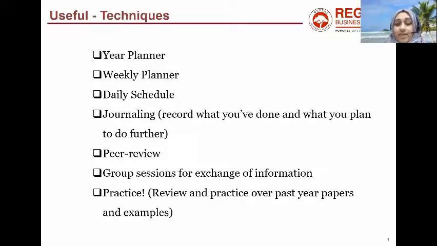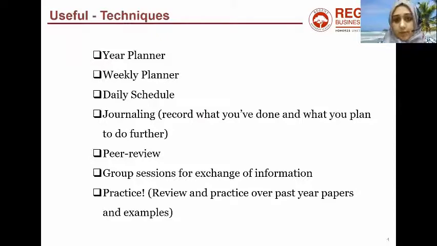Another useful technique is journaling. Journaling is to record what you've done and what you plan to do further. So it's important against your year planner, week planner, daily planner to start recording what you're achieving along the way and what you want to still achieve. It's like a shopping list, for example. When you come back from shopping, you can say, okay, I've already purchased the following items. I've still got the rest to purchase the next day.